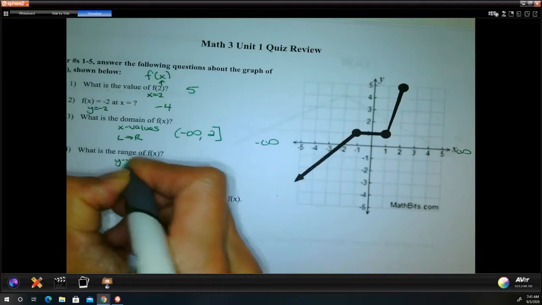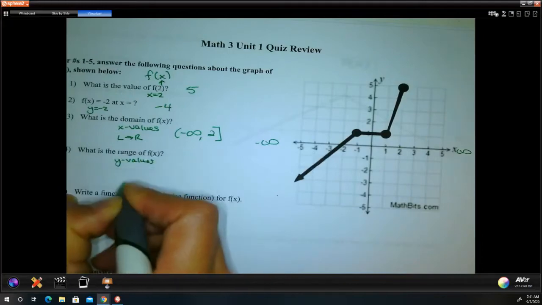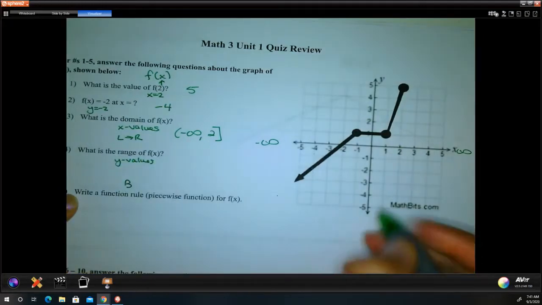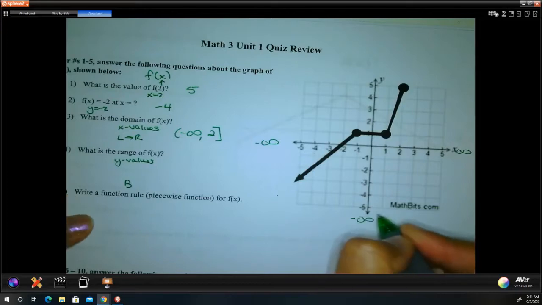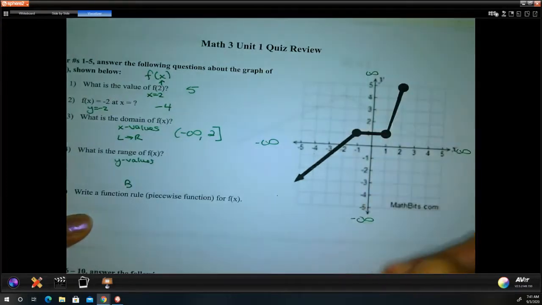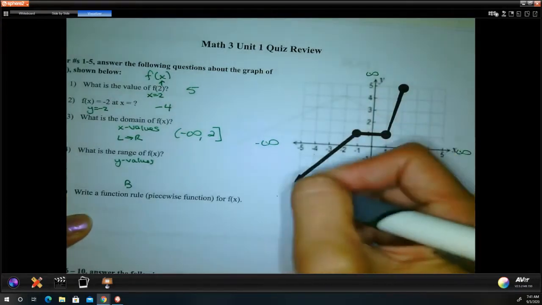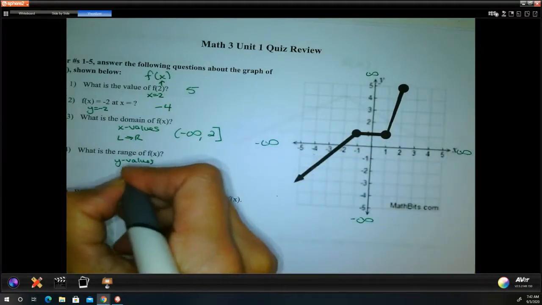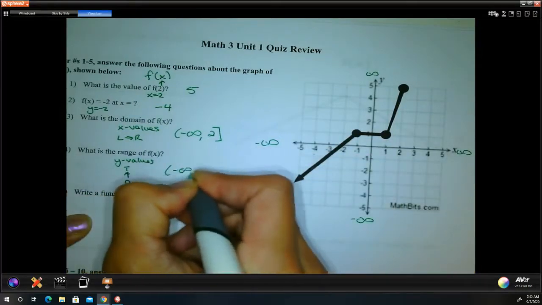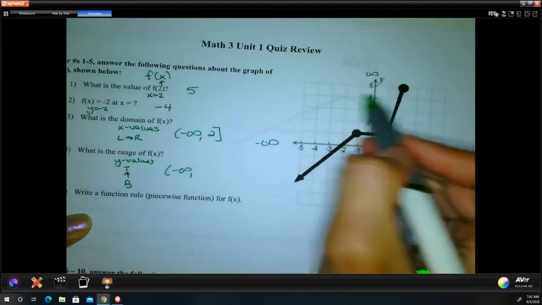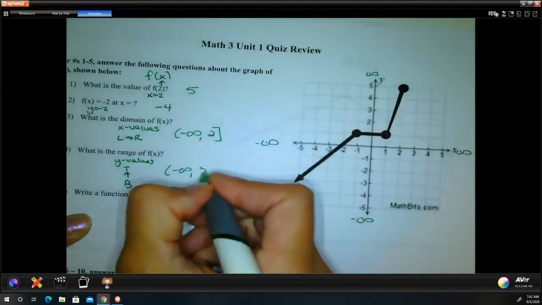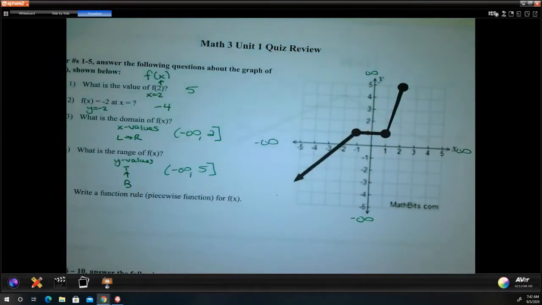What's the range? The range is y values. So you need to go from smallest, so the bottom, negative infinity, all the way to the top of the graph. If I read from the bottom, there's an arrow there, so that would be negative infinity. The top of my graph on the y would be 5, and again, solid point, so include it.